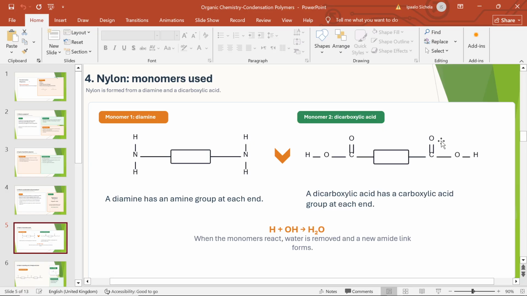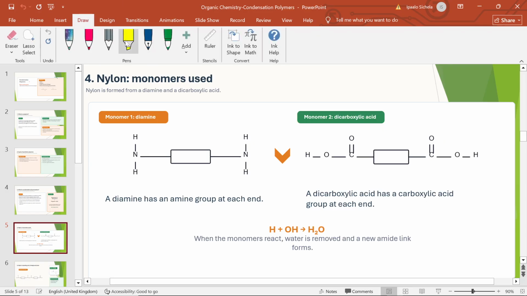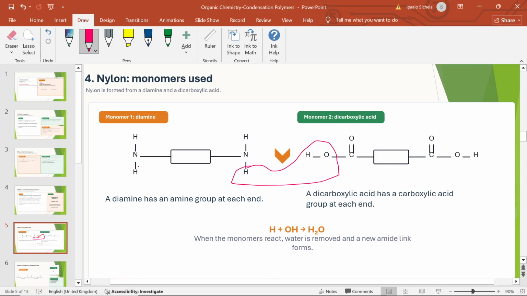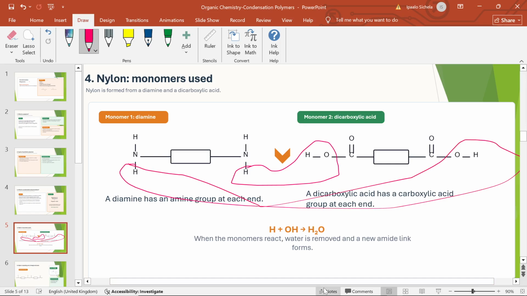So how is water formed? Because nylon is a condensation polymer, water has to be formed. Let me show you. The diamine will contribute hydrogen, while the dicarboxylic acid will contribute hydroxide. Hydrogen plus hydroxide will give you water. So that is how the water is formed. Then whatever remains is nylon.